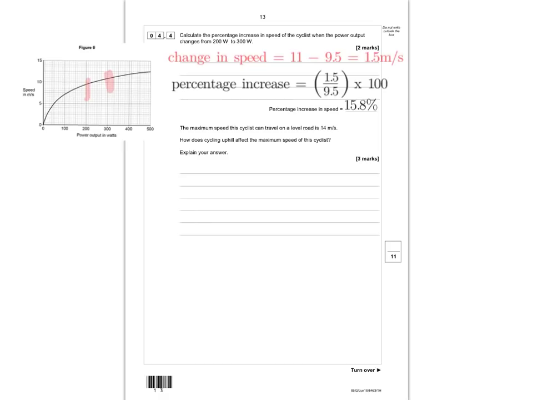So the marks for this part of the question would be you get 1 mark for getting 1.5 meters per second, and then you get a second mark for finding 15.8%. The next part of the question: the maximum speed this cyclist could travel on a level road is 14 meters per second. It then says, how does cycling uphill affect the maximum speed of this cyclist? And it wants you to explain your answer.